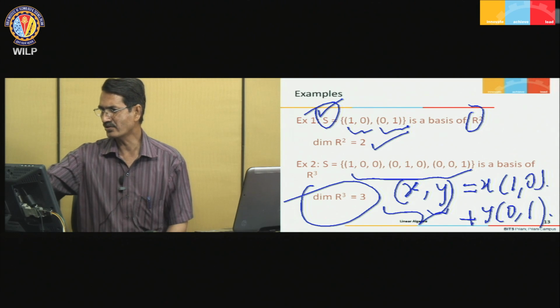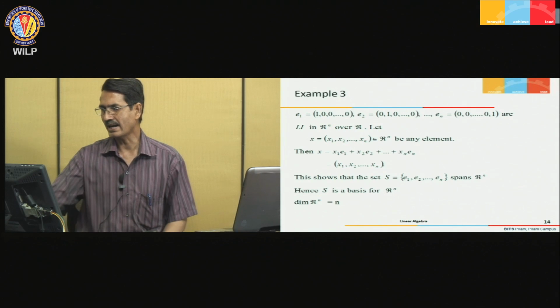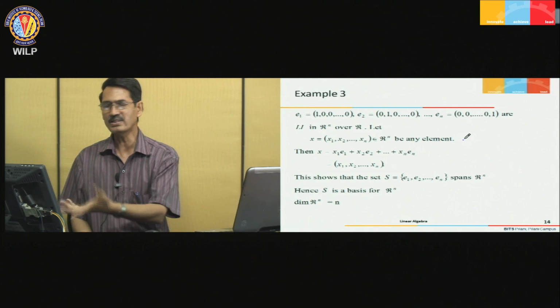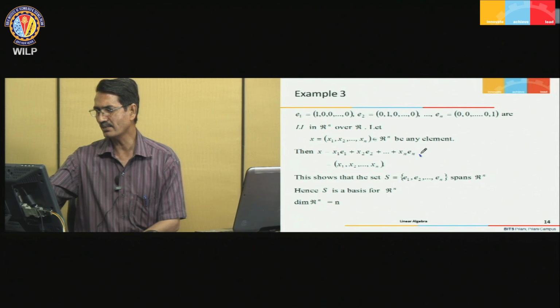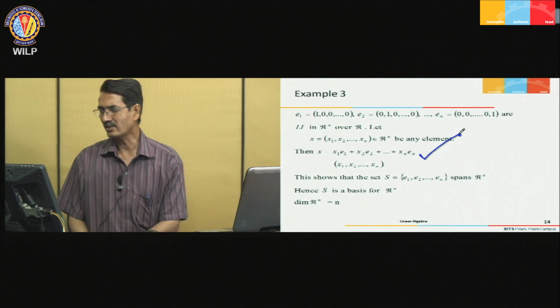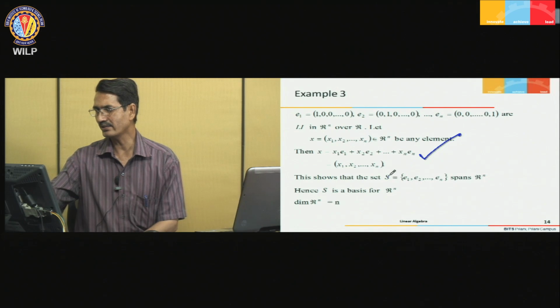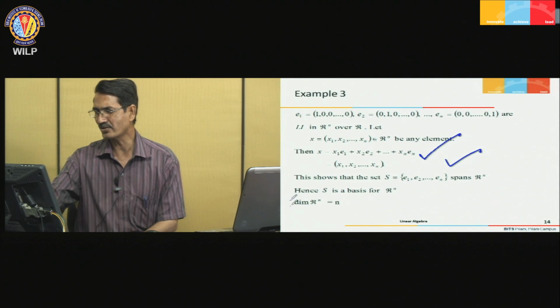Similarly, you can see that the dimension of Rn over R is n. In exactly the same way, take n elements, e1 is (1, 0, 0, ..., 0), e2 is (0, 1, 0, ..., 0), and so on, en is (0, 0, ..., 0, 1). Again this is linearly independent, and every element of Rn can be expressed as a linear combination of e1, e2, ..., en, so S spans Rn. Hence the set S consisting of e1, e2, ..., en is a basis. When it is a basis, the dimension of Rn is n.